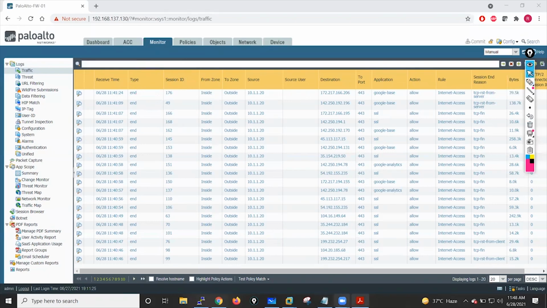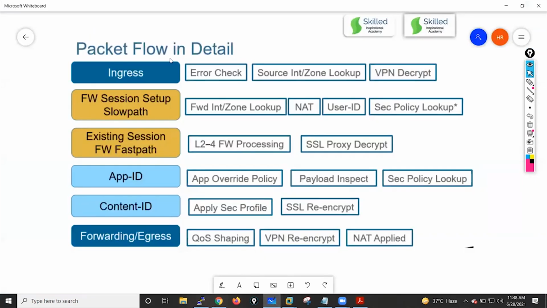If I go into my whiteboard and look at this particular packet flow diagram, the thing is, your firewall always generates a log. Whatever we have said, log at session start and log at session end. This log is generated when your security rule hits. If any security rule hits, then only your firewall generates the traffic log, right? So this is the packet flow.